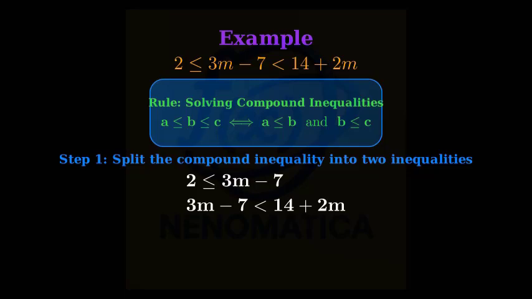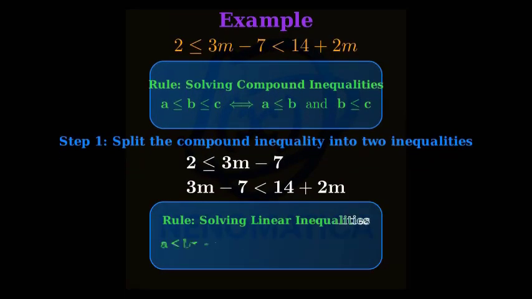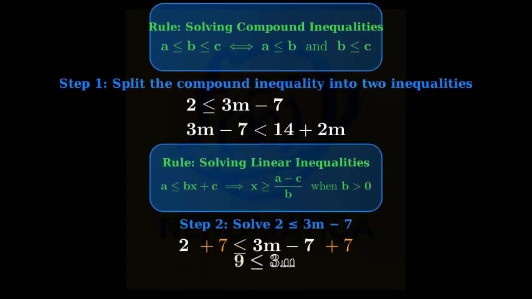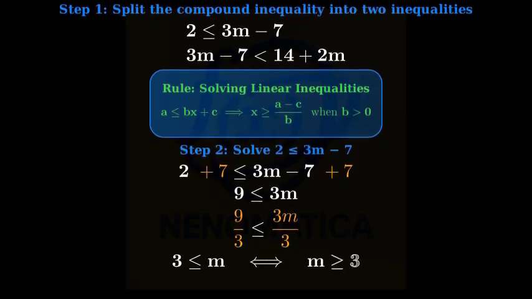Now we solve the first inequality. Add 7 to both sides, then divide by 3. The solution is m greater than or equal to 3, which we record as set d1 equals the interval left bracket 3 comma plus infinity right parenthesis.